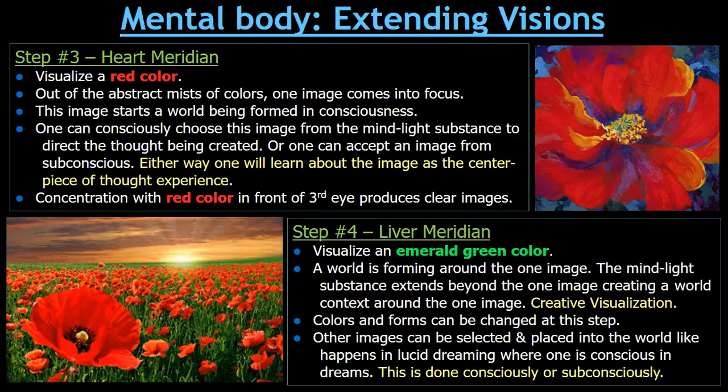Now the world is forming around the one image which came into focus in step 3. The mind light substance extends beyond the one image, creating a world context around the one image. This is creative visualization. So you'll see in the picture over here to the left how that one image of a red poppy flower all of a sudden extends into a whole field and horizon and sky and clouds, into a whole world around that one red poppy. So you see the world context around it. This is what happens in step 4.